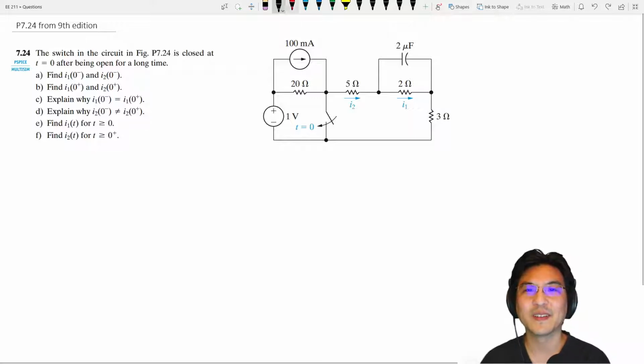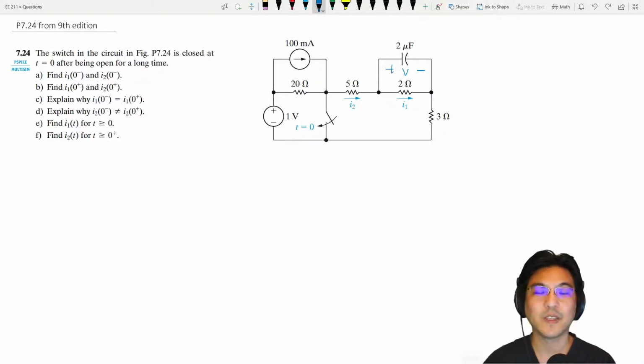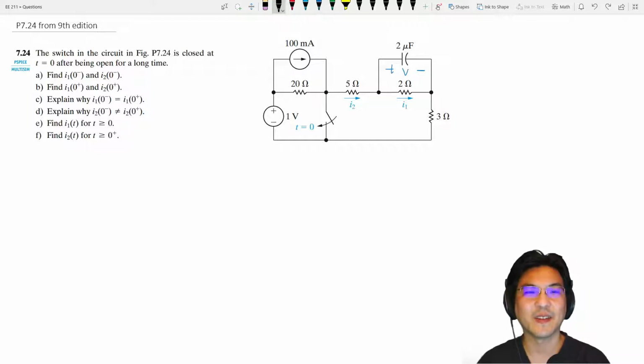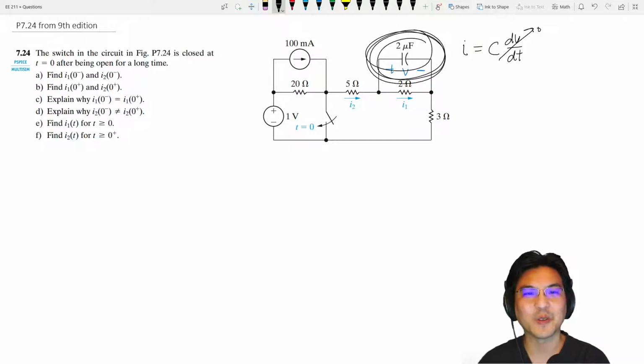Now for a capacitor, let me just label it here. So the voltage across this capacitor, from here to here, is constant. And the current going through a capacitor is C dV/dt. Now if the voltage is constant, that means the time derivative is 0, right? So dV/dt is 0, which means the current going through the capacitor is 0. So there's no current going through this capacitor.